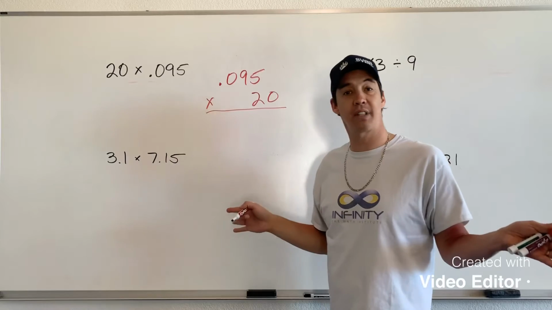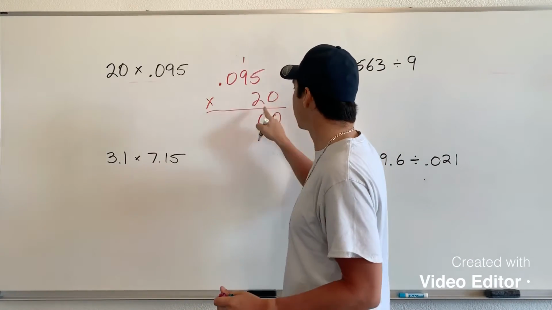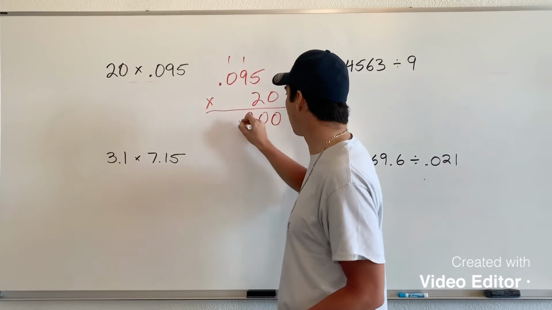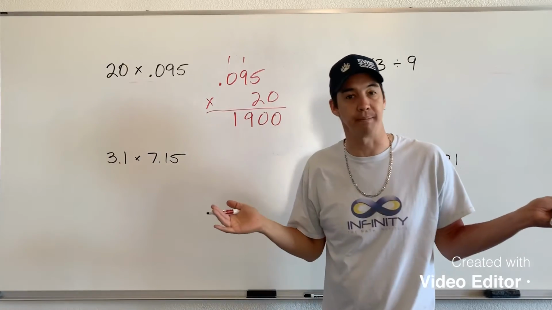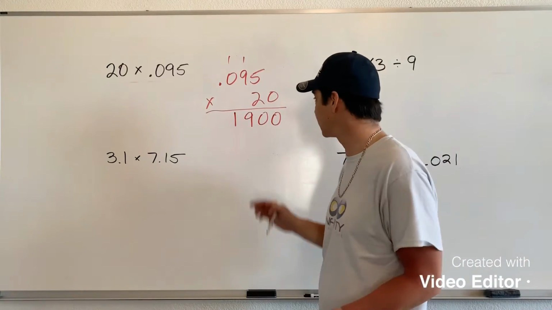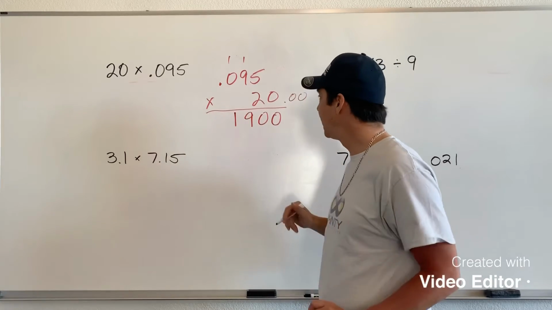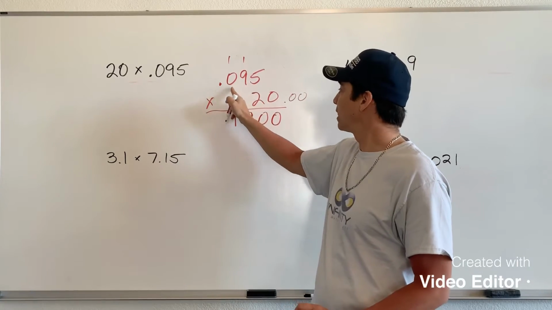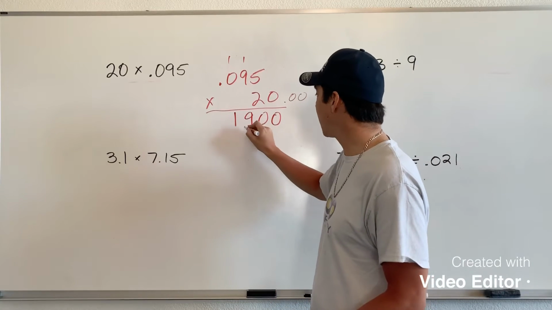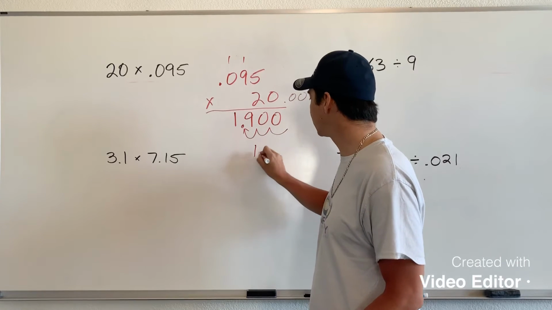Now I multiply as if they're whole numbers. Bring the 0 down. 5 times 2 is 10. 9 times 2 is 18, plus 1 is 19. 2 times 0 is 0, plus 1 is 1. 1900. Beautiful. Now, how many decimal spots do I have in the factors? I don't have any here. Remember, this is 0.00, right? I have 1, 2, 3 here. So I'm going to move the decimal place over 1, 2, 3 times. So my answer is 1.9.